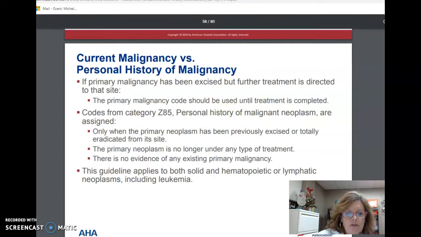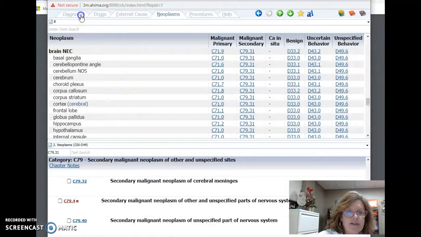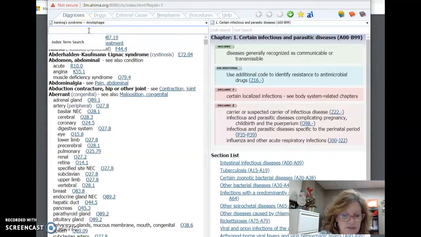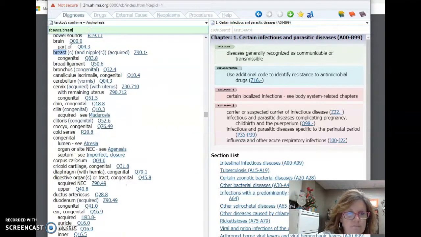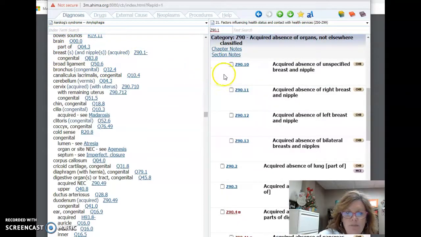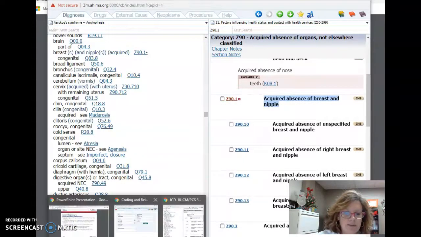The other code that you're going to want to also code is absence. Okay, so you're going to look in the diagnosis section because now also we have the breast is gone. So we're going to put just breast or absence breast, Z90.1, and then it just kind of depends which breast, breast and nipple, what part. Okay. All right, so you are going to have some of those codes too, so keep that in mind.